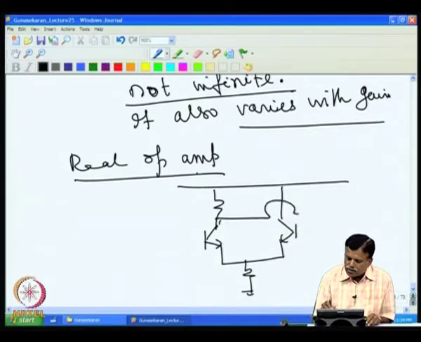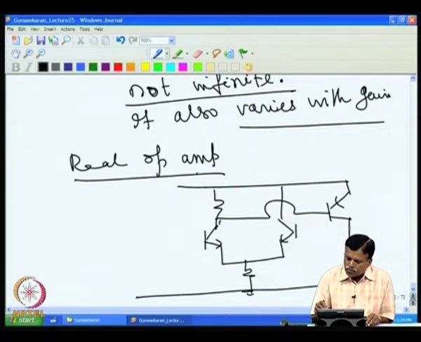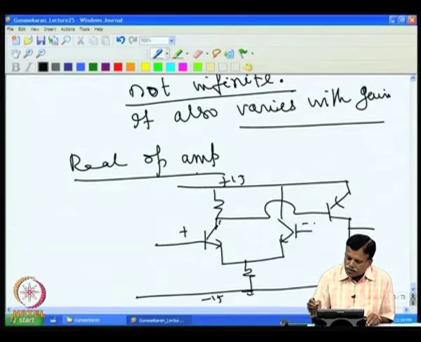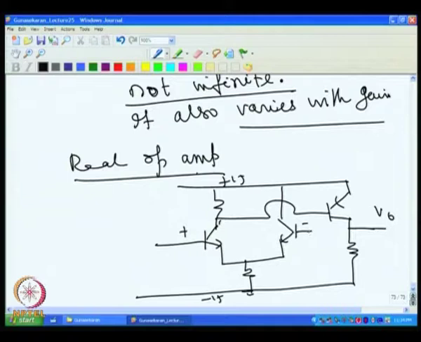For example, if you have plus 15 and minus 15, and this is the plus input, and this is the minus input, and then this is the output that we have. For example, for a voltage follower we are connecting this. Now, we are giving the input here with respect to ground.